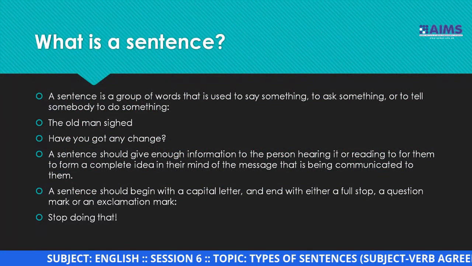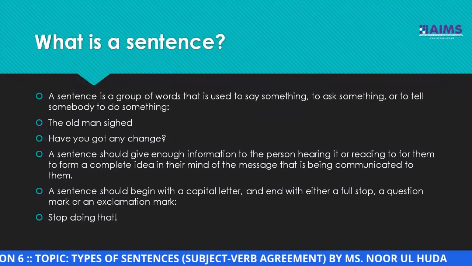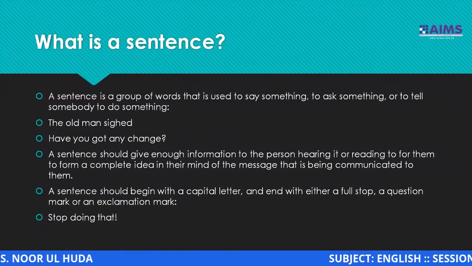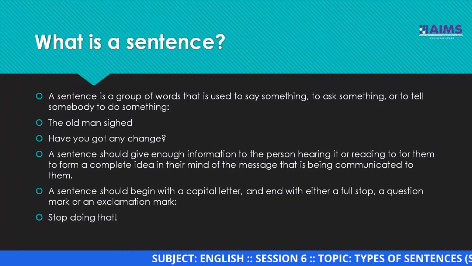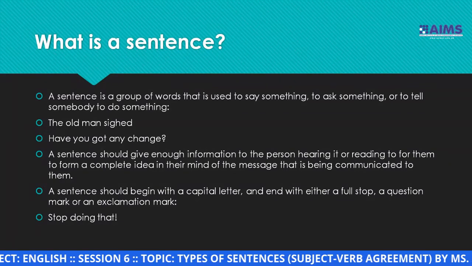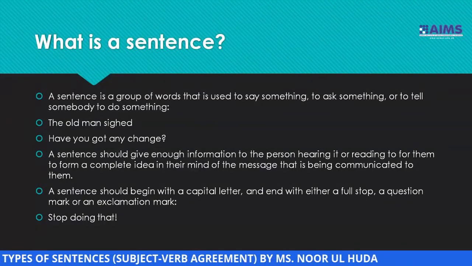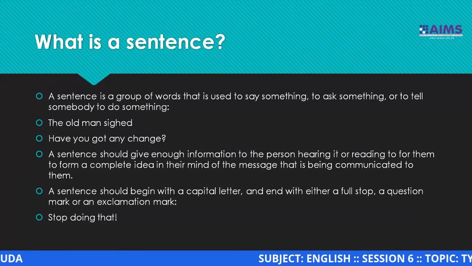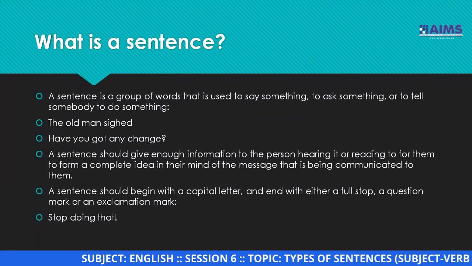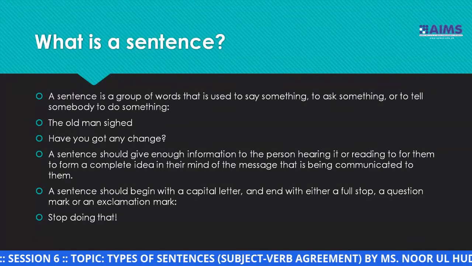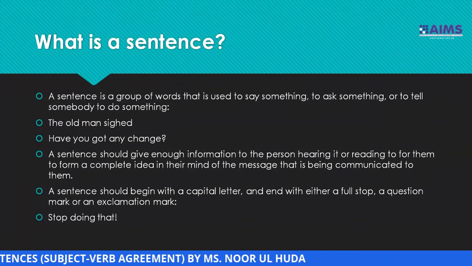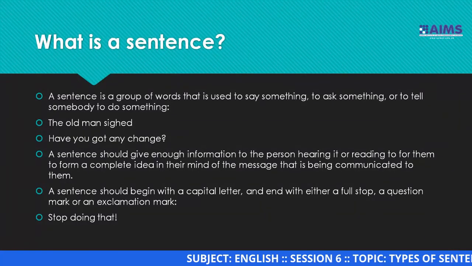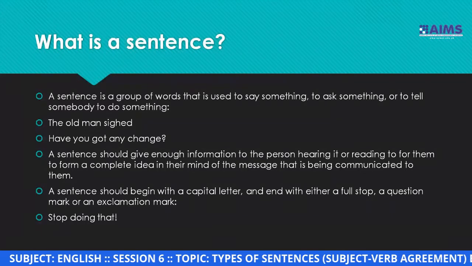When we think about what a sentence is, it is an idea which has a complete thought in it, and which always possesses a full stop. A sentence is a group of words that is used to say something, to ask something, or to tell somebody to do something, obviously in a complete way. We cannot say "the old man" is a sentence because it is not conveying a proper thought to someone. "The old man sighed." Now it is a complete thought.